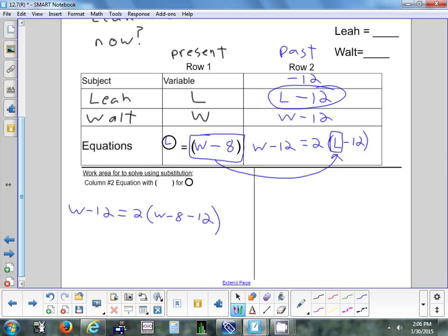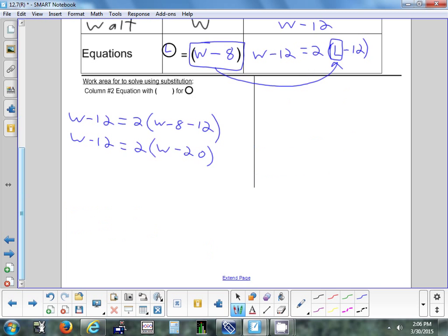All right, so order of operations, okay? Always do what's in your parentheses first. What's -8 minus 12? Tyler? What's negative 8 minus 12? Negative 20. Good. Negative 20. Okay. Now what property do I have to use? Yep, I'm going to distribute. Okay, so I got 2 times W, Ben? What's 2 times W? 2W. 2W, good. And what's 2 times 20? 40.